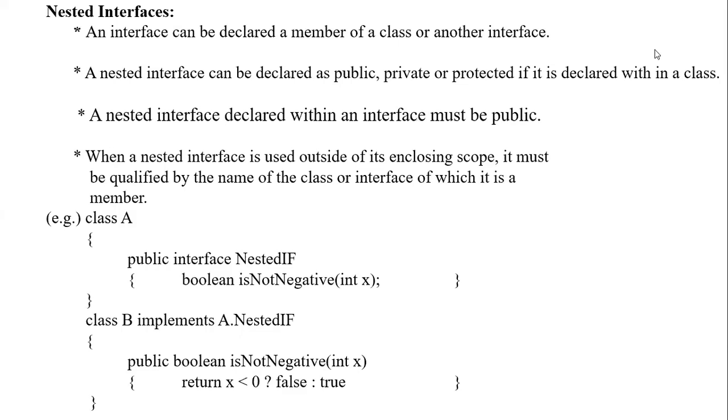Sir, if you don't specify any access modifier for an interface inside a class, by default it will be public. No, inside a class, if you write an interface, by default it will have the default access specifier, not public. Inside an interface, it will be public. Inside a class, it will not be public; it will have the default access specifier.